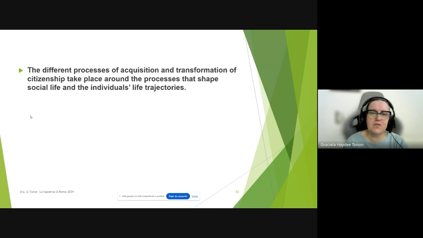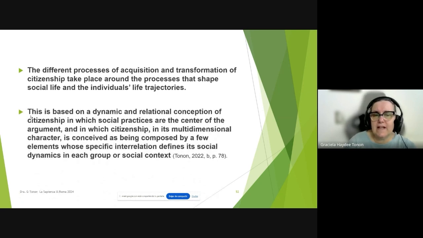So the different processes of acquisition and transformation of citizenship take place around the processes that shape social life and the individual's life trajectories. This is based on a dynamic and relational conception of citizenship, in which social practices are the center of the argument, and in which citizenship, in its multidimensional character, is conceived as being composed of a few elements whose specific interrelation defines its social dynamics in each group or social context.